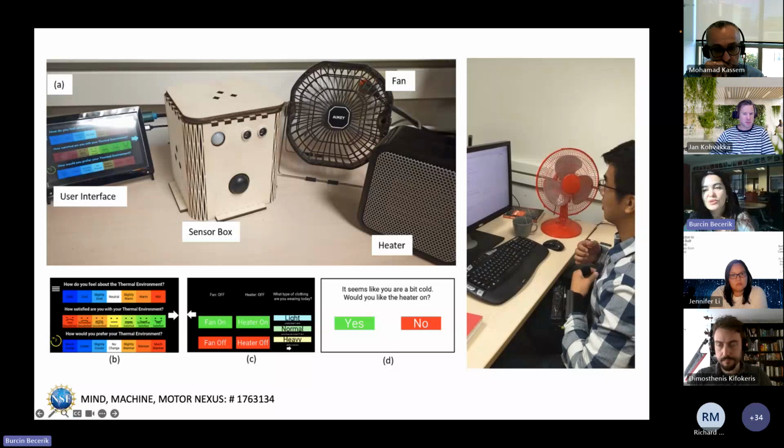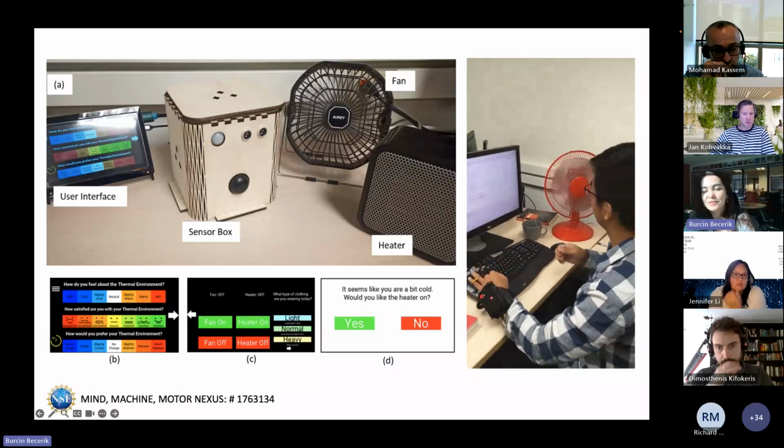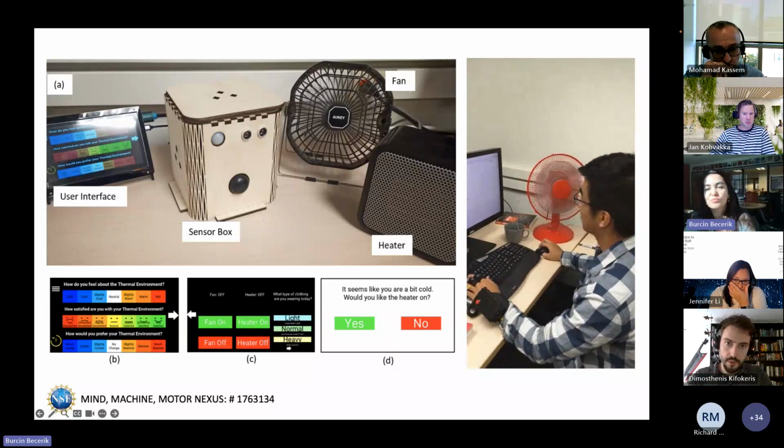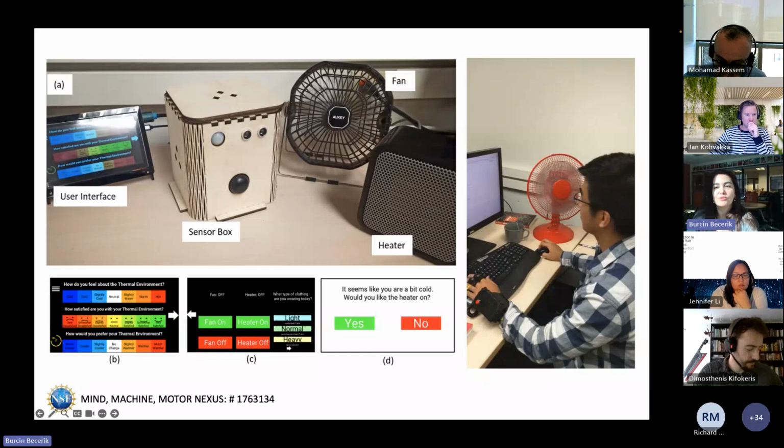We realized that not only does the environment have to be personalized for our comfort, but also the level of automation had to be personalized, because we have different comfort levels in terms of level of automation.